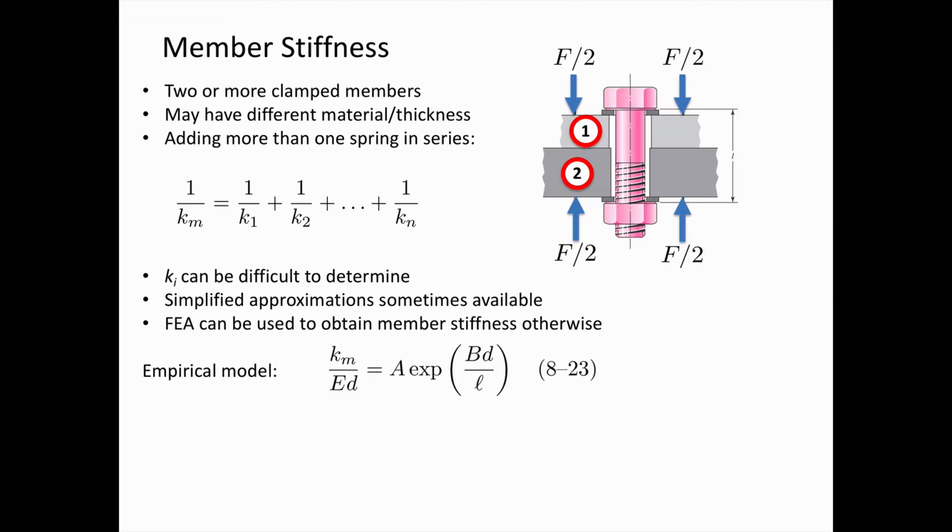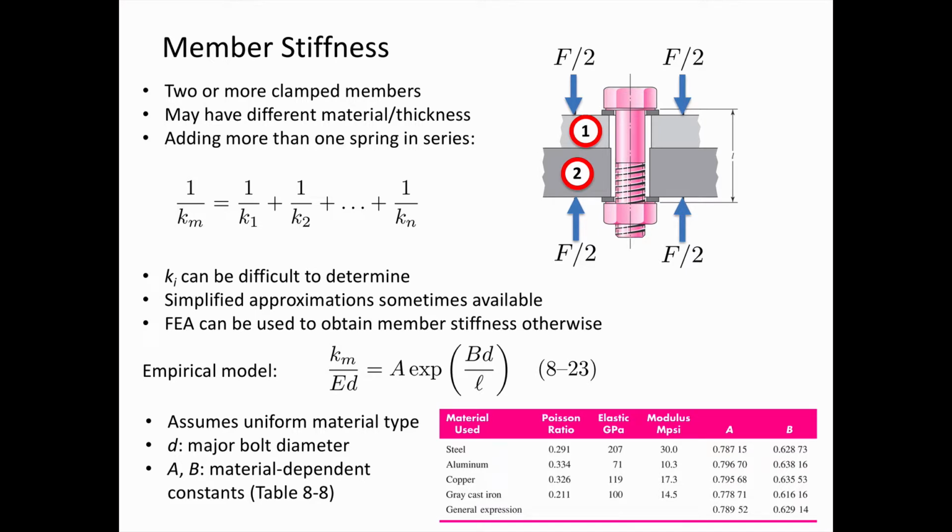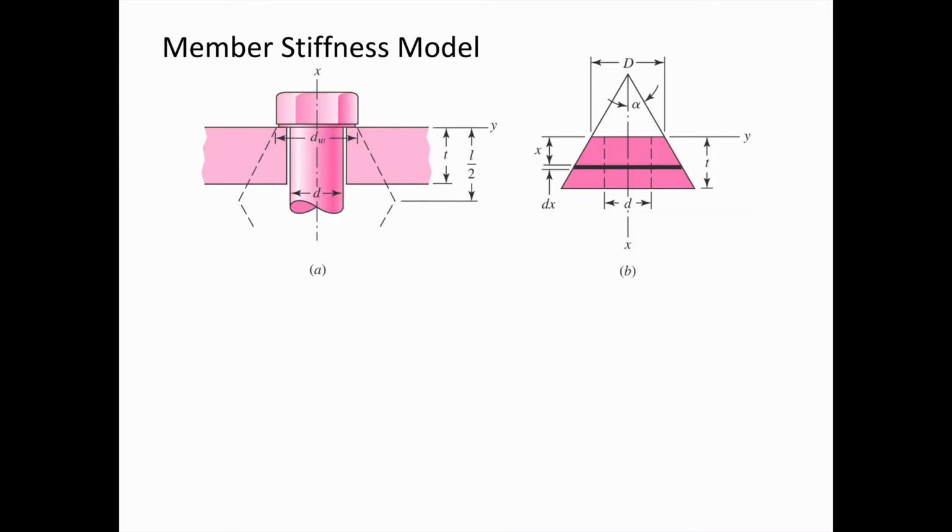There is an empirical model that is fairly easy to use, given in the textbook, that can help to estimate what member stiffnesses are, and it's based on experimental data. One big limitation is it is assuming we're using the same type of material throughout the joint. Here, D is the major bolt diameter, and A and B are constants that are material dependent, and you can look those up in a table from your textbook.